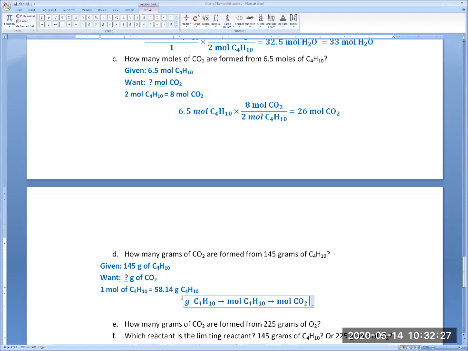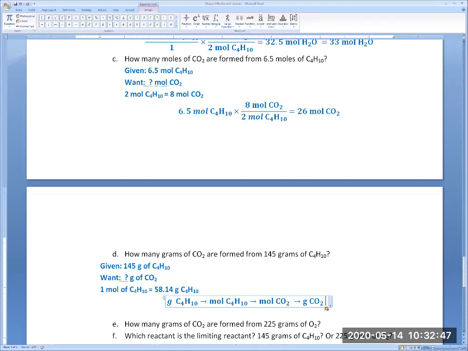Using the coefficients from the equation. And then, because the question is asking for grams, then we can go back to grams of CO2 using the molar mass of CO2. So that tells you you will also need the molar mass of CO2, right, for that last step.